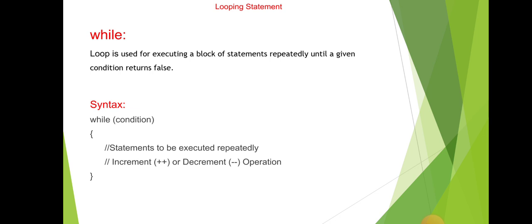This is the syntax for while statement. In the while statement, the condition is checked at the beginning of the loop. If the condition is true, the statements are executed. Again, it goes to check the condition. This is the difference between if else and while. It repeatedly checks the condition until the condition returns false.